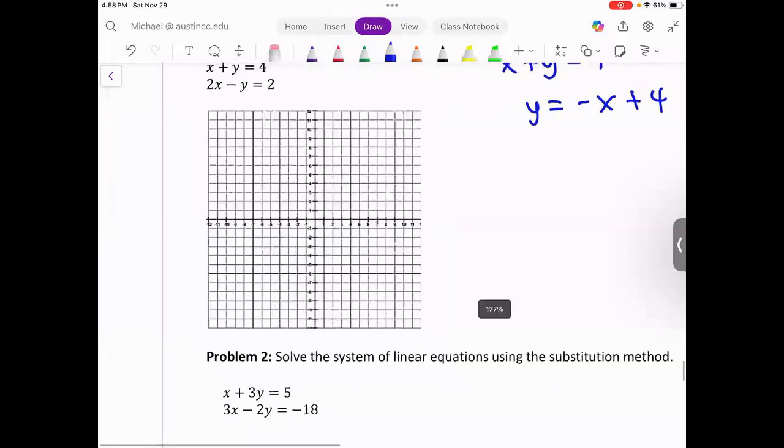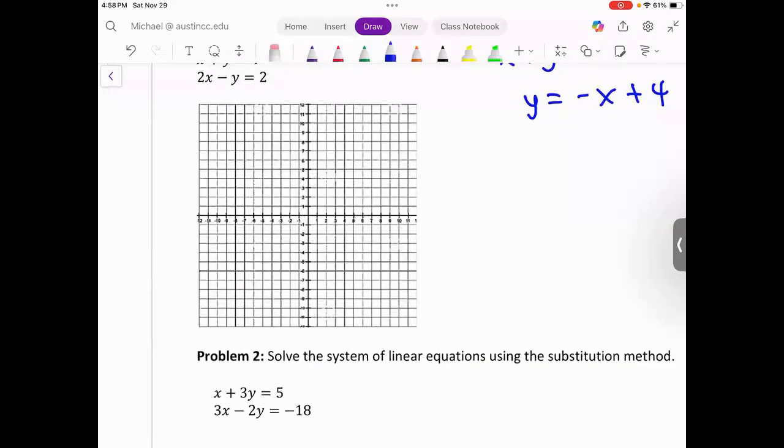So negative x plus 4. That means we have a y-intercept of 4, and it has a slope of negative 1. So as we go right 1, we go down 1. And so on. It's just going to keep going down like so. Let's see how straight of a line I can get. Not super straight, but it's okay.